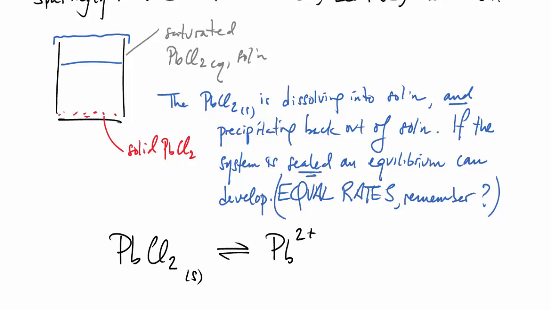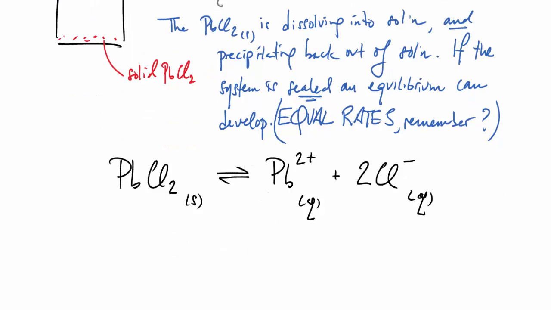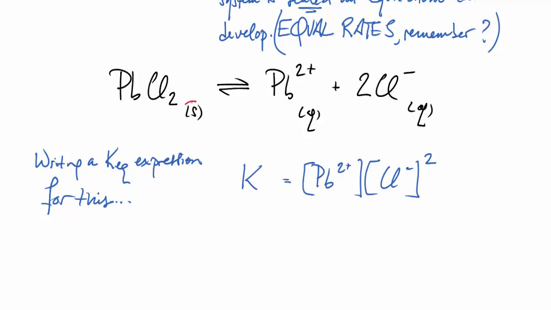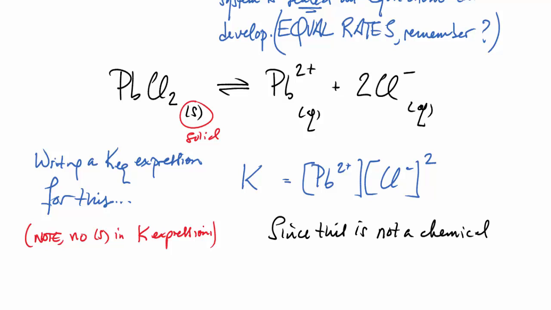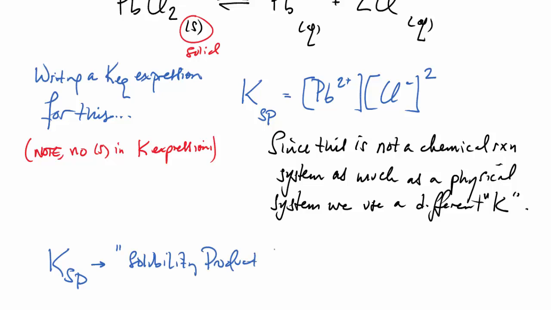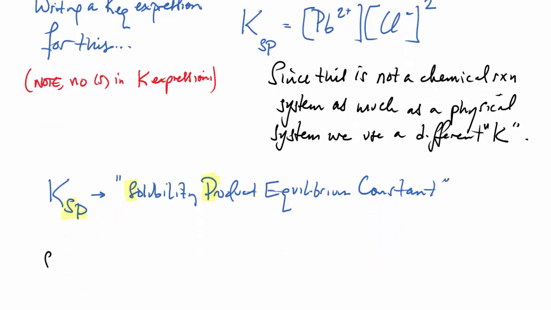So here's an equilibrium equation showing the dissociation and precipitation, forwards and backwards, of the lead 2 chloride into its ions. So let's write a Keq expression for this, and we'll get the expression here as lead ion concentration times chloride ion concentration squared. Notice the lead 2 chloride is solid, and solids are not involved in K expressions. So since this is not really a chemical system as much as a physical system, we're going to rename this rather than Keq. We'll use a different kind of K, and it'll be Ksp. So the Ksp will be the solubility product equilibrium constant.